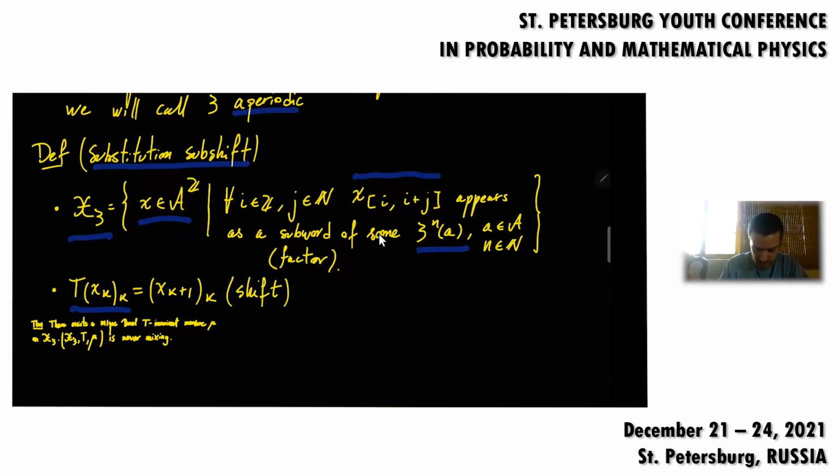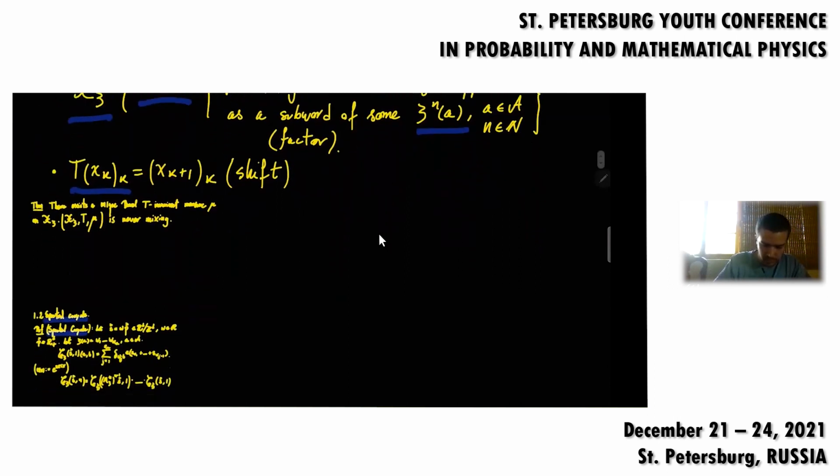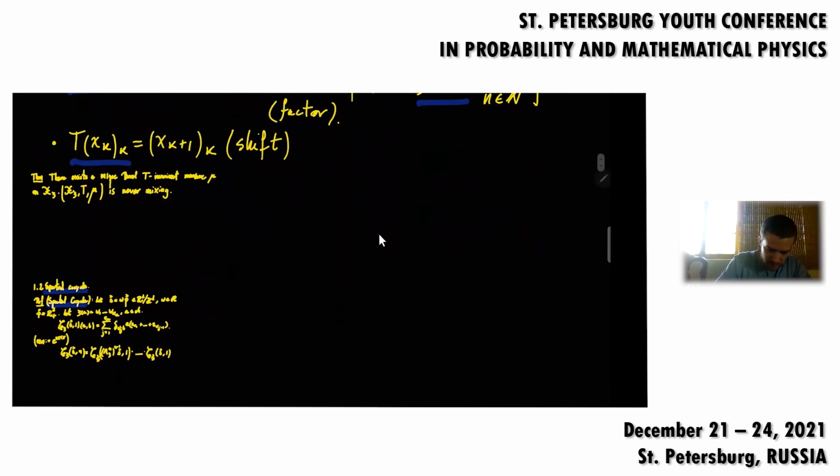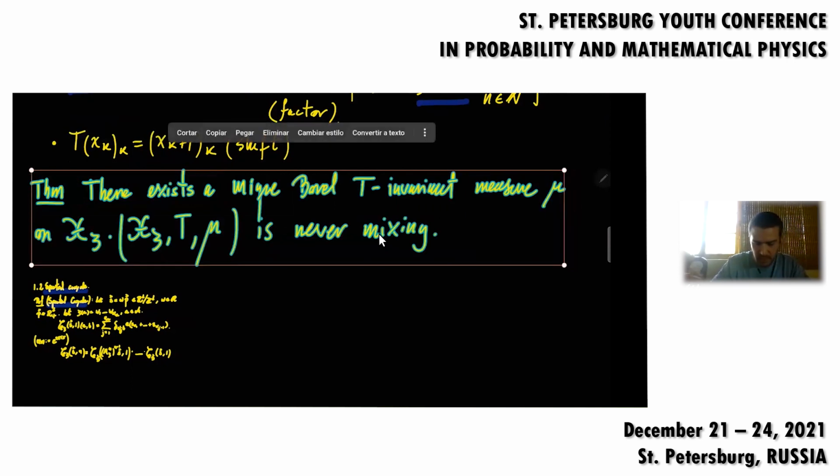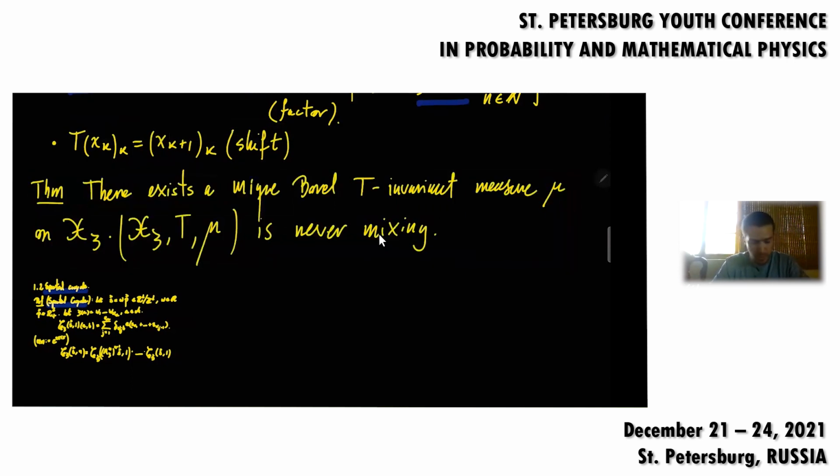Please interrupt me at any time if you need any clarification on the definitions. So our first result, which we can recall, it's a classic result for this dynamical system, is the next one. There exists a unique Borel T-invariant measure mu.